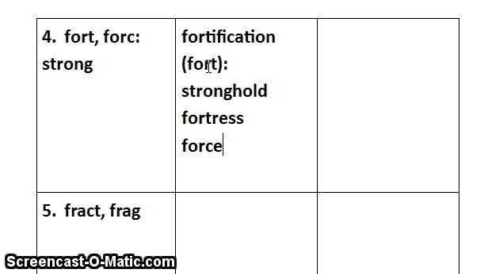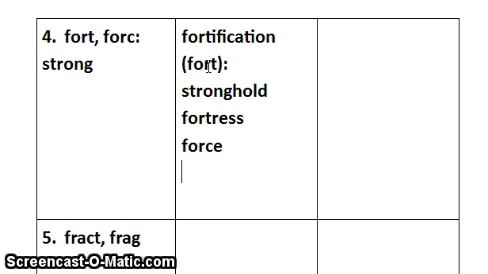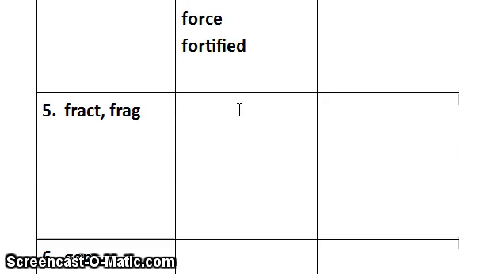So if you use your force, you use your strength. You can talk about fortified. If you eat breakfast cereal that is fortified with vitamins and minerals, it means that it's made stronger. The cereal itself has been made stronger. Okay, so force means strong, or strength. We can add that in there too. Draw your picture, and I'm going to move on.